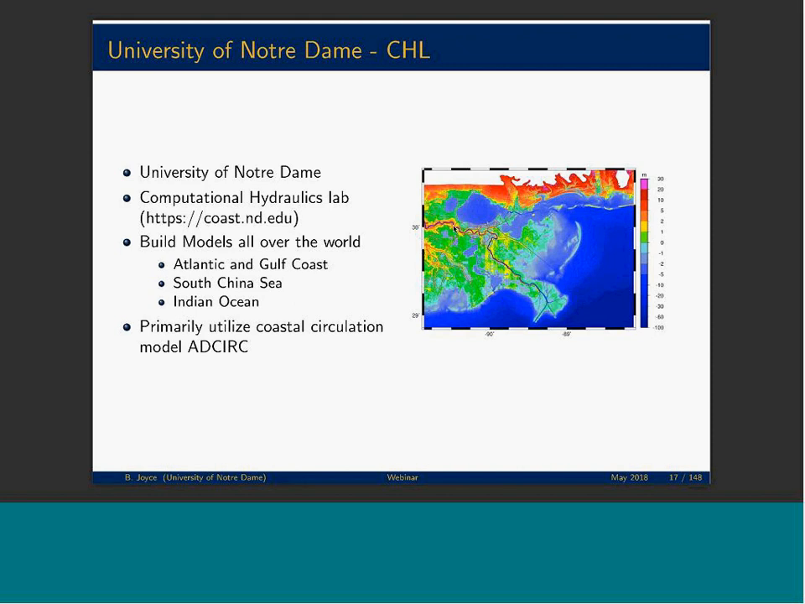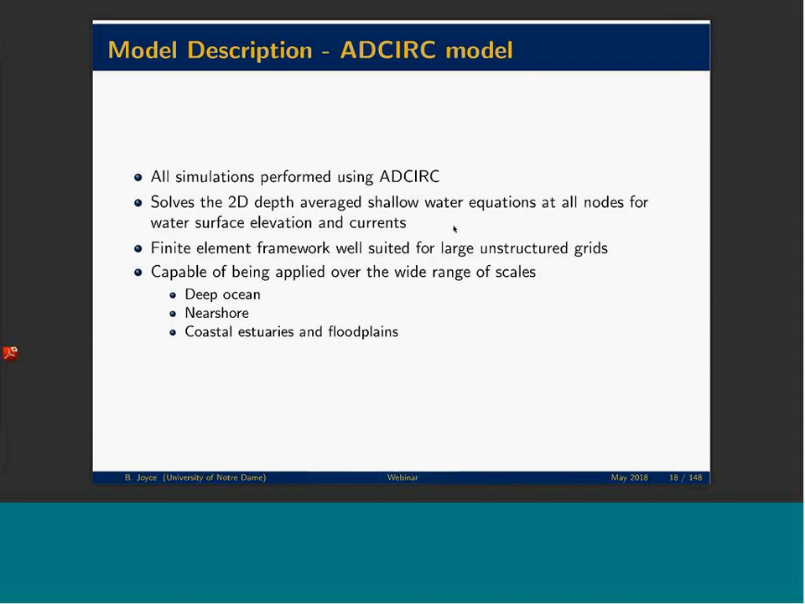So we build very high resolution models using the coastal circulation model ADCIRC, which predicts coastal water levels and currents to inform guidance during storm surge events. The simulations that I'm going to be showing are performed using ADCIRC. It solves the 2D depth-averaged shallow water equations, again for water surface elevation and currents. And it's built in a finite element framework.